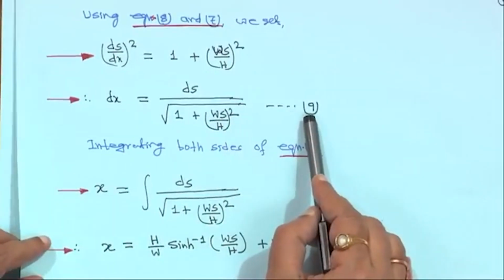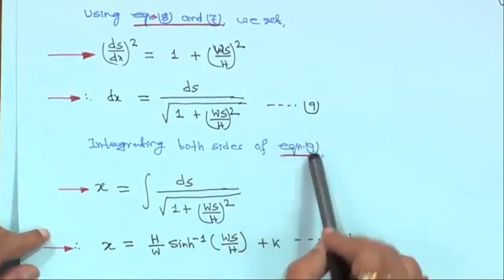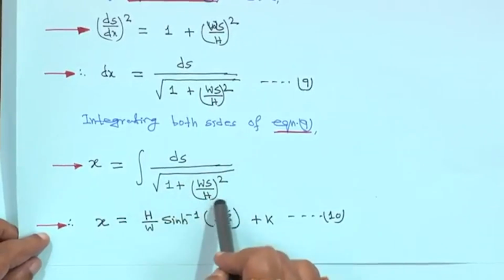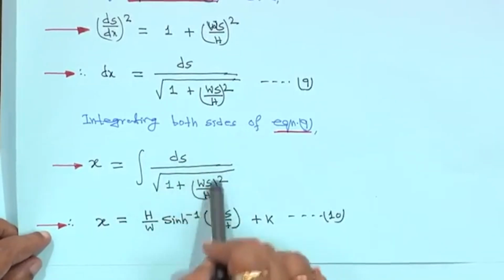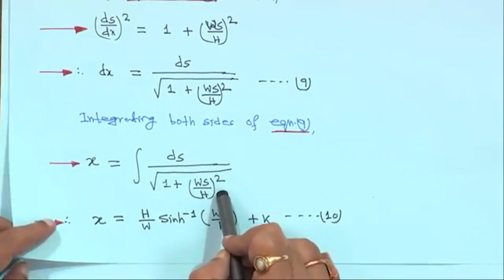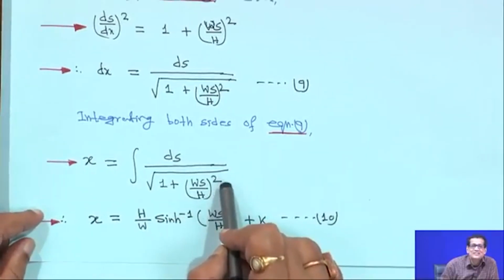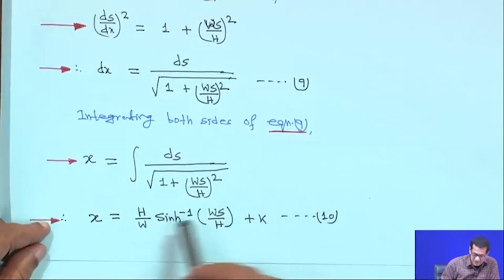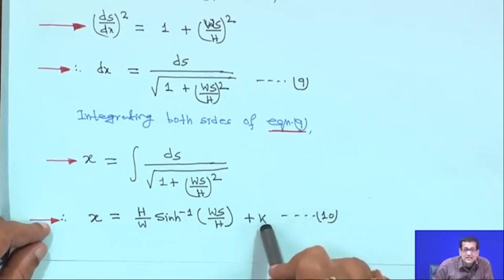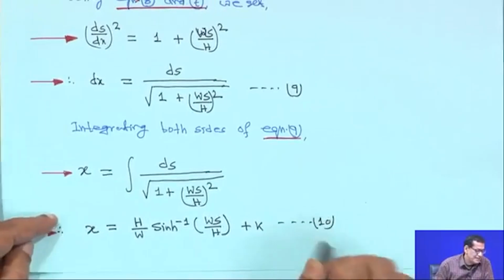This is equation 9. Now, if you integrate both sides, then x will be integration of ds upon root over 1 plus (ws by h) whole square. If you integrate this, it will be x is equal to h by w. This integration, I think you can do it, I need not do it, you please do it, it is a simple thing. So, h upon w sin hyperbolic inverse ws upon h plus k, where k is a constant. So, this is equation 10.